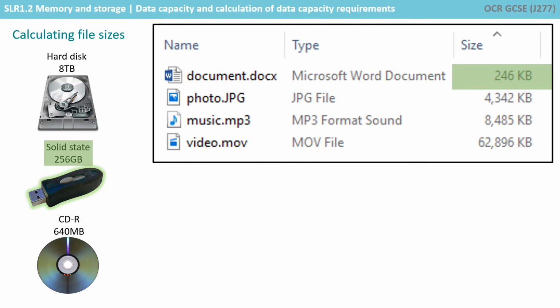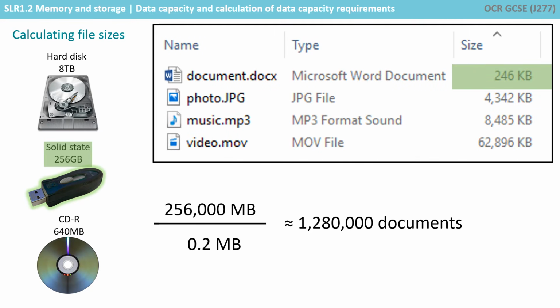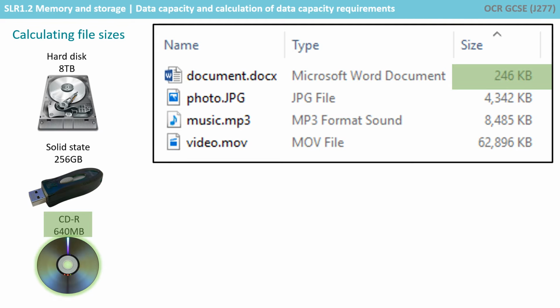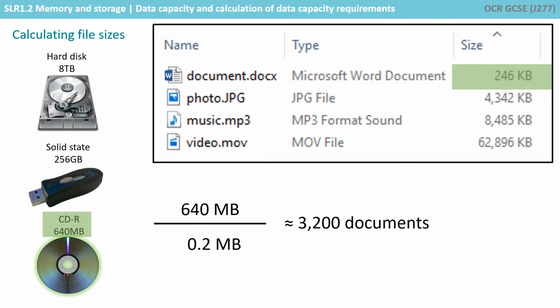So here we have a solid state USB pen, 256 gigabyte in capacity. So let's times that by 1000 and do 256,000 megabytes divided by 0.2 megabytes, so we could store roughly 1.28 million documents. Let's do the same thing for the CDR, so that's 640 megabytes. So 640 divided by 0.2, so we could store roughly 3,200 documents on this CDR.